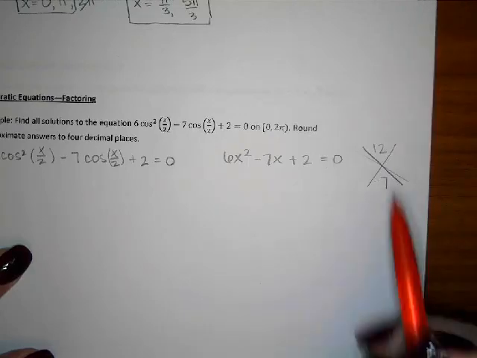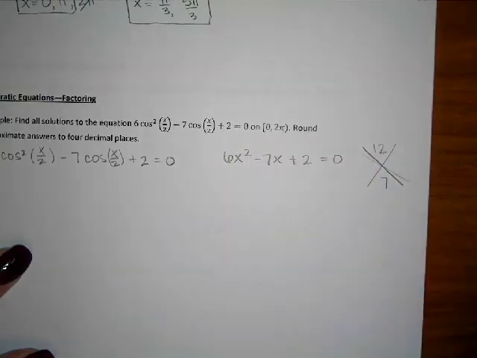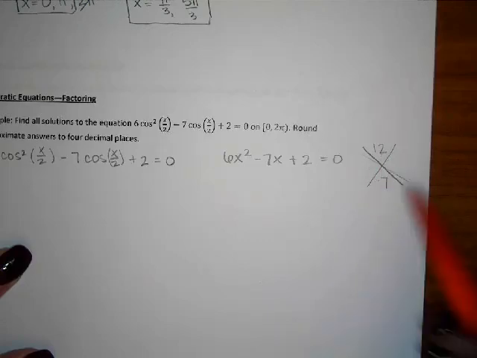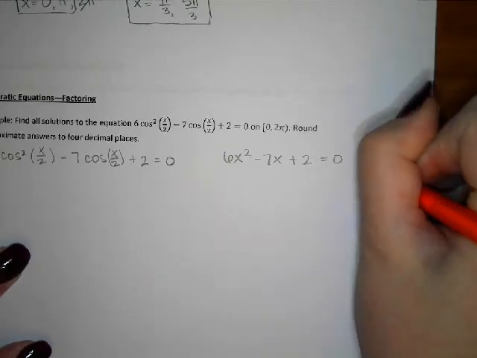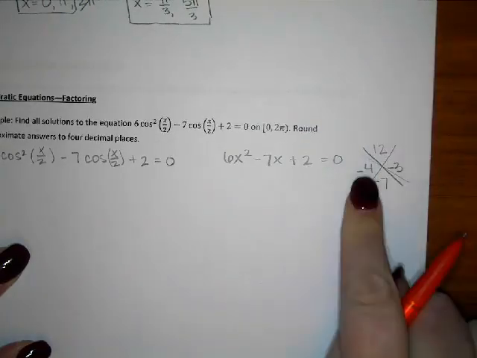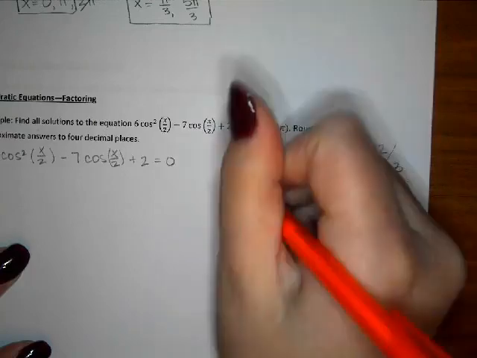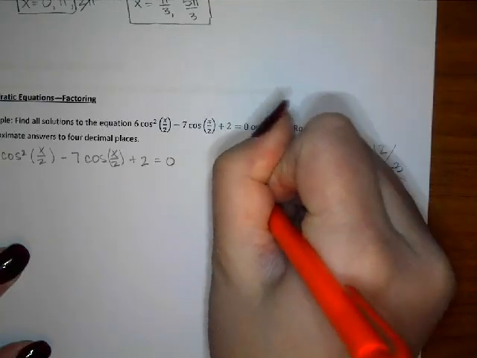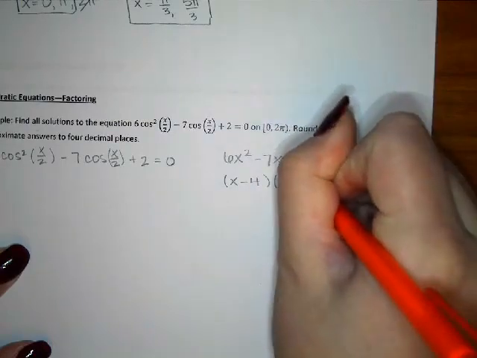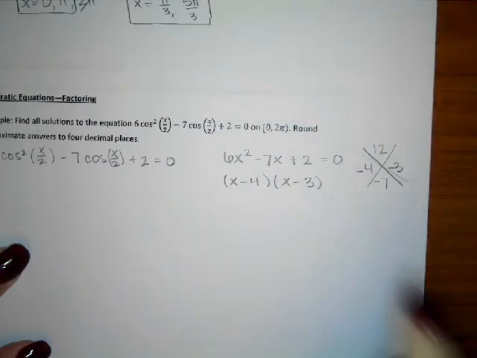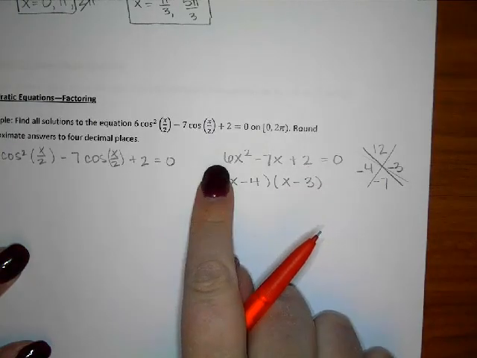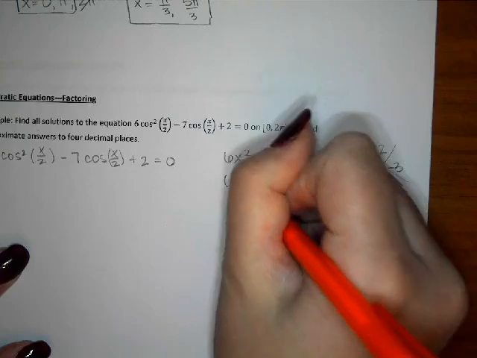So two numbers that multiply to 12 and add to negative 7. 4 and 3 multiply to 12, add to 7. And to make those a negative 7, I just need both of them to be negative. So negative 4, negative 3. So in my parentheses, x minus 4, x minus 3. And then the number that I slid is the number that I divide by. So I slid a 6, so I'm going to divide by 6.